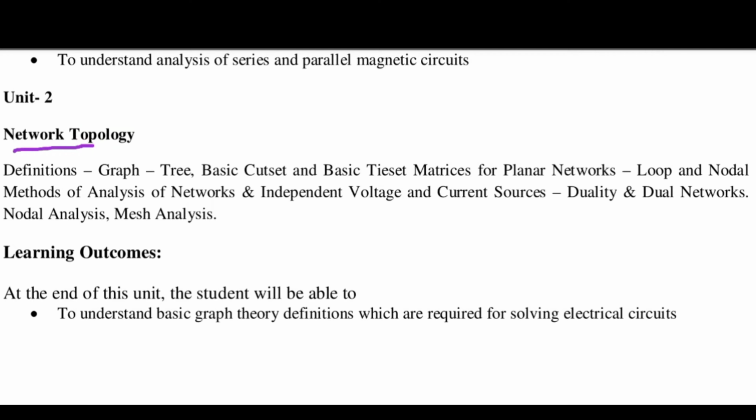The definitions regarding network topology like tree, co-tree, node, branches, links, all come under definitions. Graph, what is a tree, and what are basic cut set and basic tie set matrices for planar networks. What is a planar network, what is a non-planar network, and loops, independent and dependent voltage sources, duality and dual network, nodal analysis, mesh analysis, all come under Unit 2.